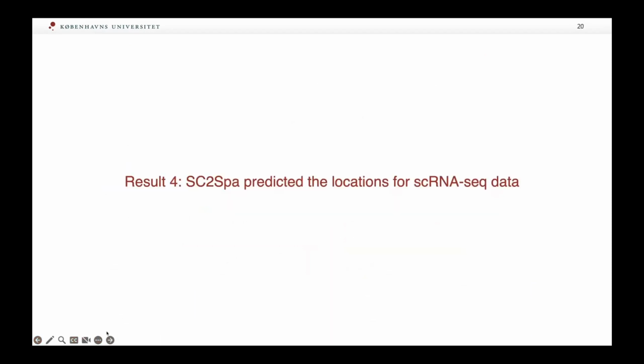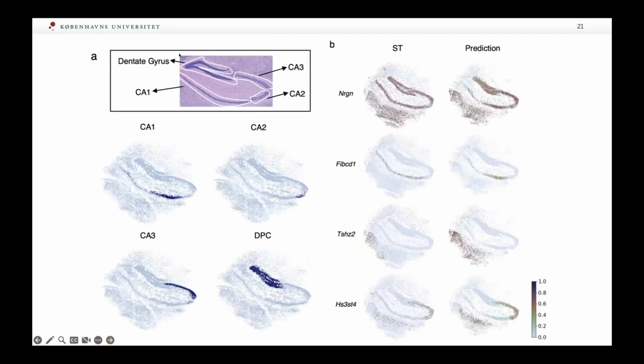So after training on a lot of slides, now we try to predict the locations of single cells from single cell RNA-seq data. Here we trained our model on ST data and predicted the location of single cells. Here is the anatomic annotation for 4 cell types in mouse hippocampus, and here we showed our predictions of single cells. We can see we predicted the location of those single cells very well.